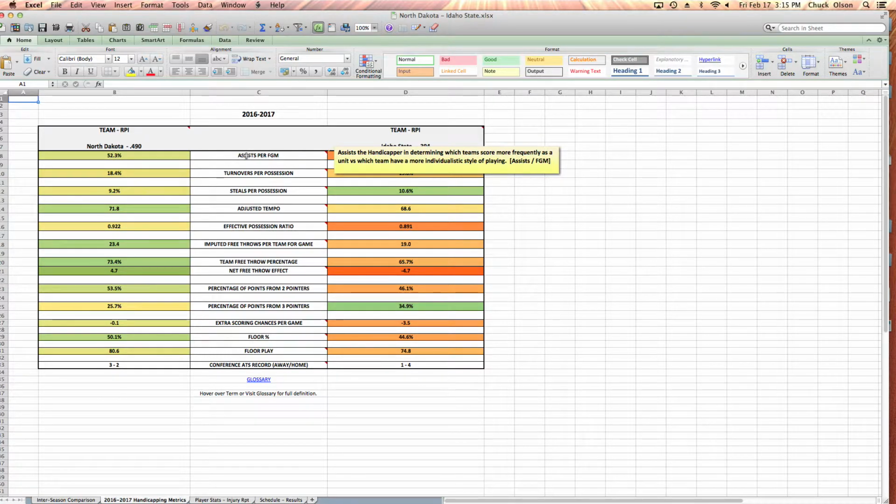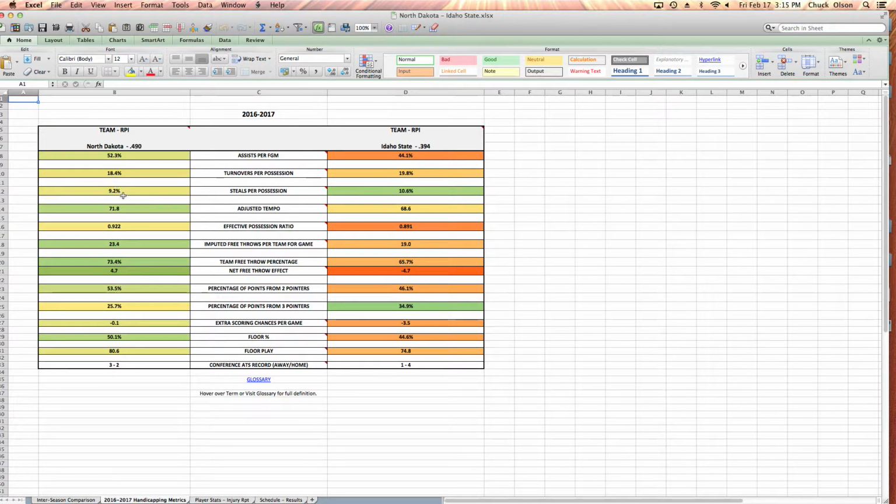Assists per field goal helps determine which team scores more frequently as a unit as opposed to an individualistic style. Obviously, this is more of a green, so it's a good color, 52%, whereas Idaho State looks like they're not really playing well as a unit. Turnovers per possession, we got a green number here. That's better, obviously, than Idaho State turning over 19%. You can see the color changing to amber. Red is bad, green is good.